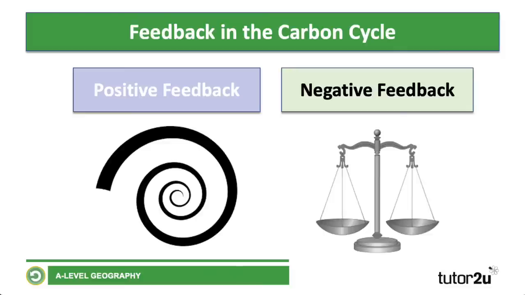So this can happen sometimes in the carbon cycle when we're looking at changes like carbon levels in the atmosphere going up because maybe of the enhanced greenhouse effect. So that means that temperatures are going to increase. So then ice is melting in areas where there's permafrost.